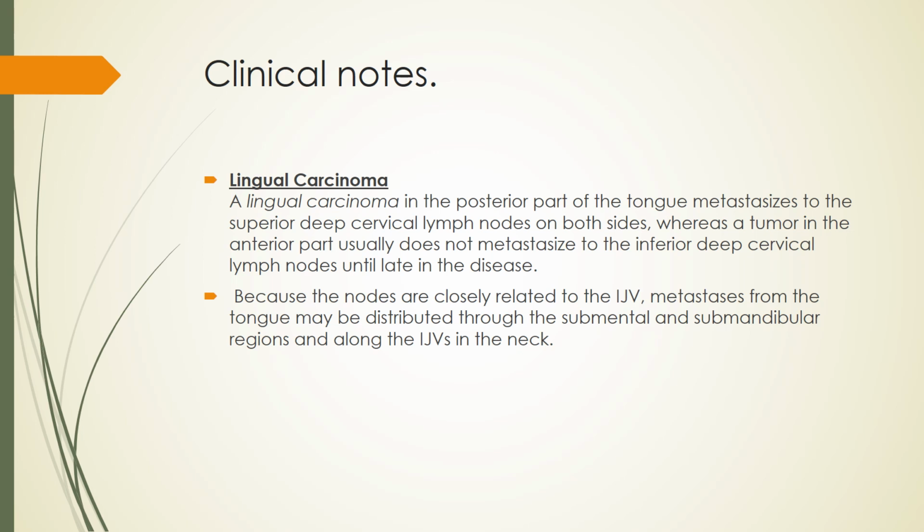While in the anterior part, metastasis occurs late in the disease and it will involve the inferior deep cervical lymph nodes. Because the lymph nodes are closely related to internal jugular vein, metastasis from the tongue may be distributed through submental and submandibular regions and along internal jugular veins in the neck.